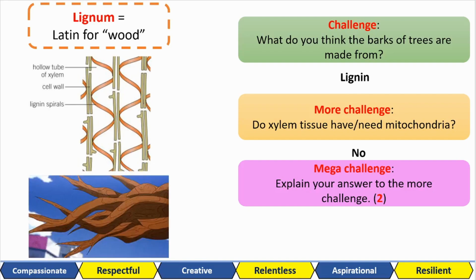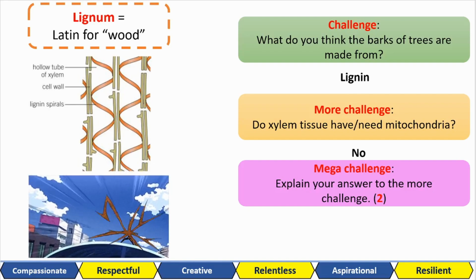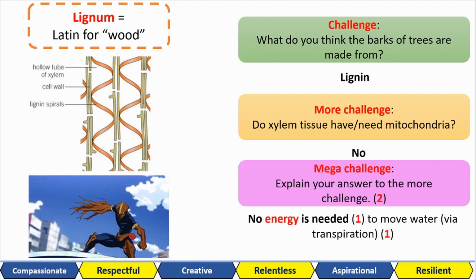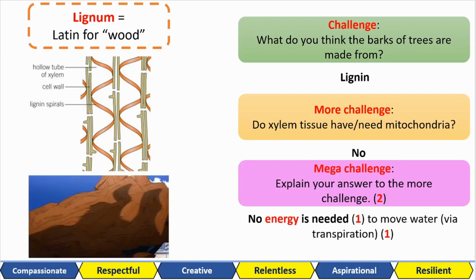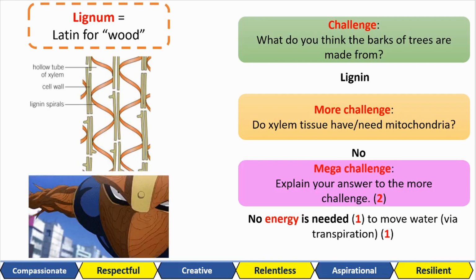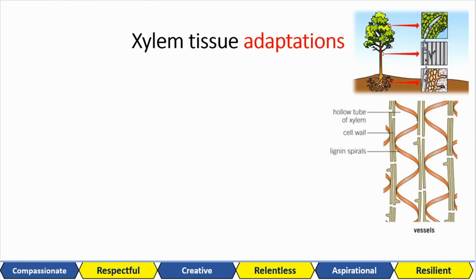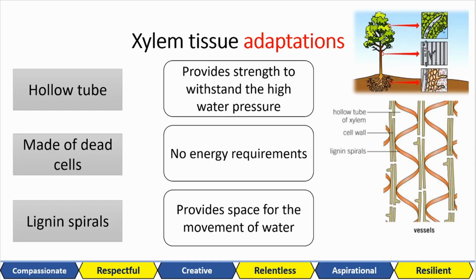For the last question, we have to remember that xylem is used to move water, and this is a passive process, so no energy is needed because water moving via transpiration, which we're going to look at in more detail, is a passive process. Remember that the adaptations of xylem is to move water and minerals. This whole process is the transpiration stream, which we will look at in a bit. Use that and the previous activity to match these boxes up.